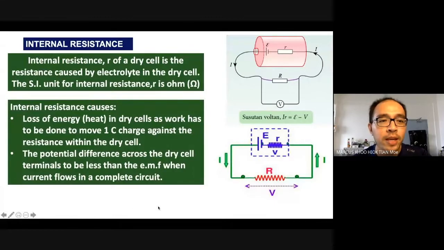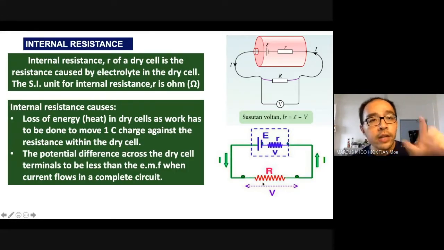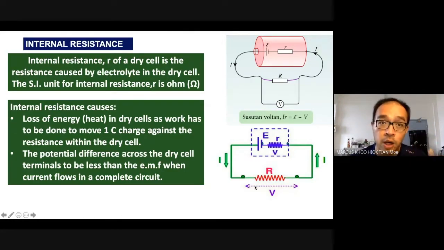Where is there a person like that? So loss of energy causes heat, and secondly the potential difference across the dry cell will be less. So even though the battery has 3 volts, or even though the battery has 1.5 volts, not all the 1.5 volts will flow inside the circuit. And that is because of the internal resistance of the battery. How do you overcome the internal resistance? We have yet to find a way to do that, by using our normal battery.